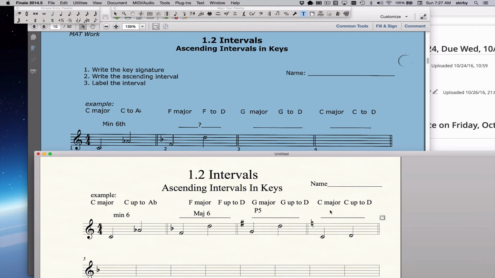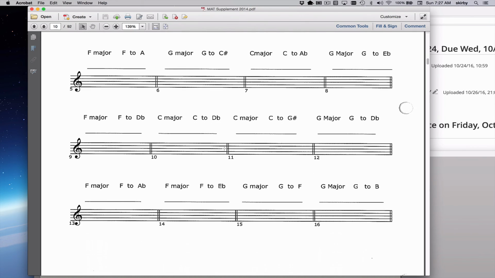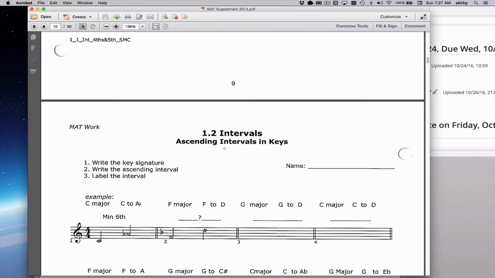So that's how you do it. You just have to be able to know the key signatures of G major and F major, and then you can do all the intervals on this page. Some of them are altered, some of them are not. Okay, that's it.